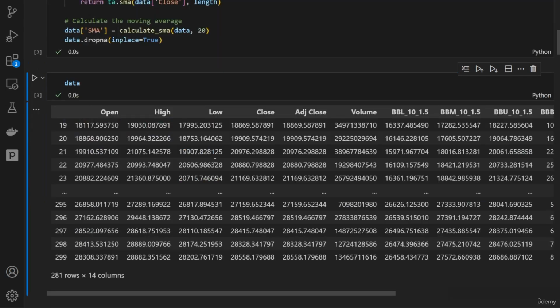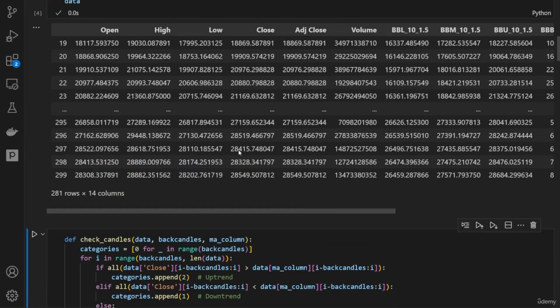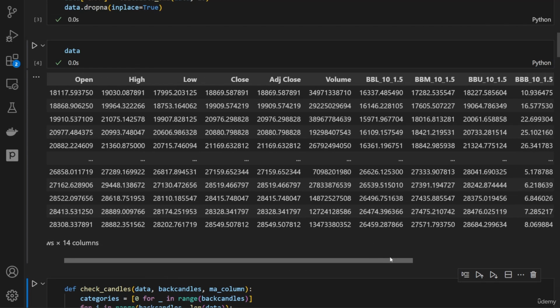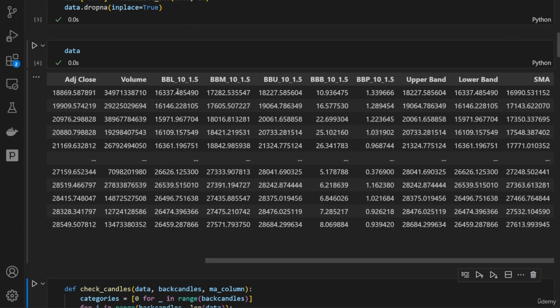I'm going to run this cell again, and I'm going to print the data frame to show the content. So we have the open, high, low, close, the adjusted close, the volume, then we have the Bollinger Bands, the lower curve, the middle curve, then the upper curve, some other measurements for the Bollinger Bands. But I'm interested here in this example with the upper band and the lower band.